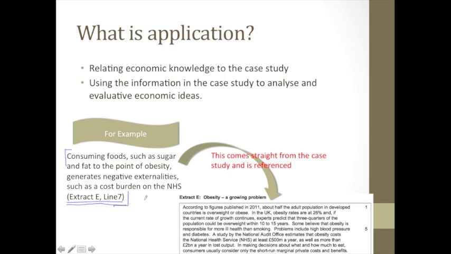and I think this is a really good habit to get into because it really highlights to the examiner, I have applied, I have taken information from the case study and I'm using it in my ideas. That's what that says to me. Extract T, line 7. So let's go to the case study. Here I've got it down the bottom. Extract T, line 7. A study by the National Audit Office estimates that obesity costs the National Health Service at least 500 million a year and a cost burden on the NHS. That's what I've said, that's what they've said, and that is an example of application.